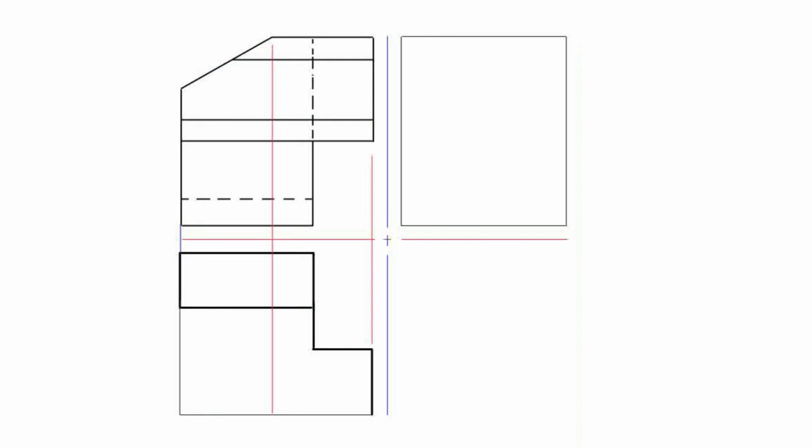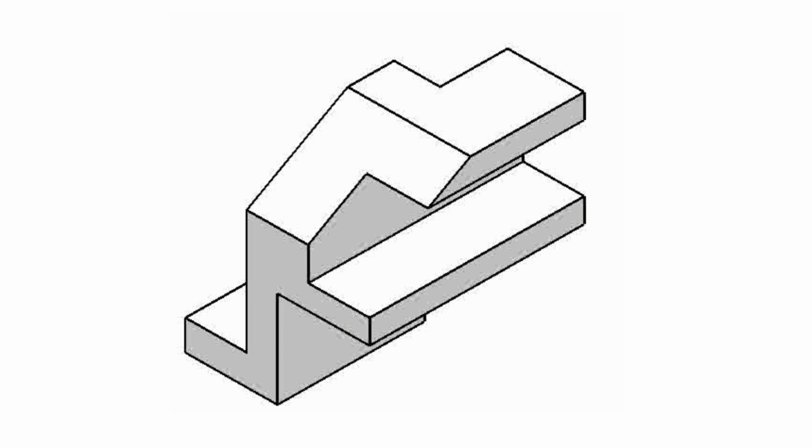At this time, the L-shaped portion, which we see as plane W in the isometric view, should be drawn on the 2D view after projection.